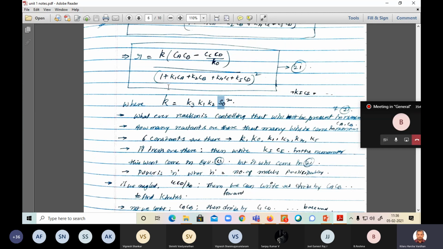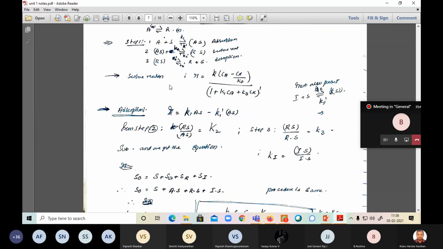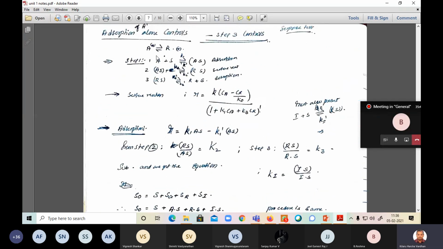Like this you can do for the other things also. I'll just show that. Now this is the step. If there is a reaction like A gives R, there is only one reactant and one product. If you write the steps, A plus S gives AS, gives RS, gives R plus S: adsorption, surface reaction, and desorption.